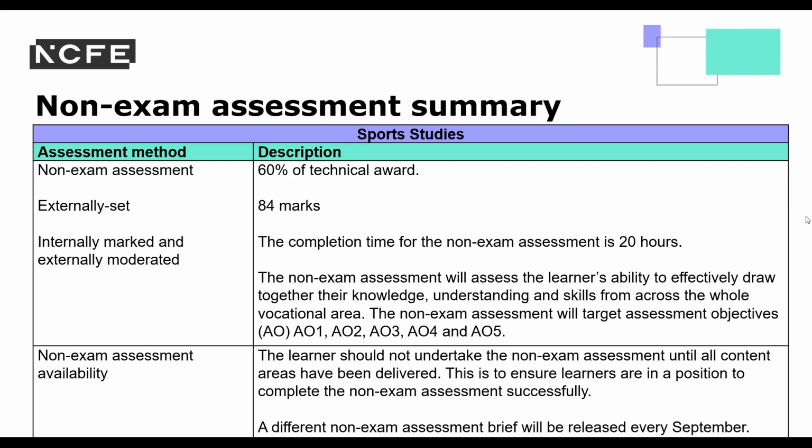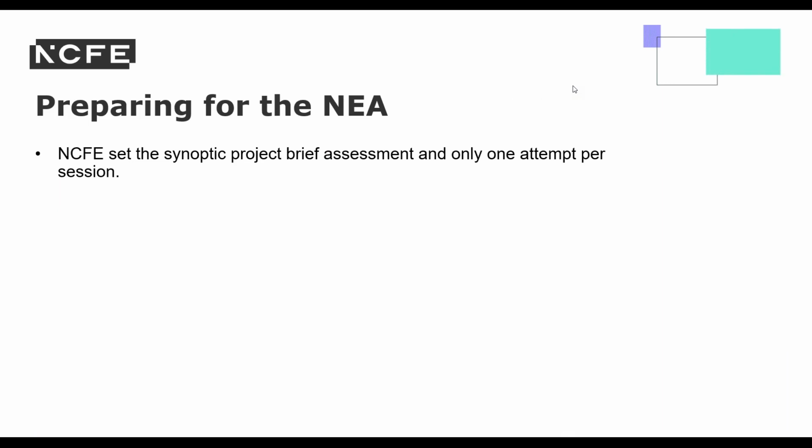by NCFE. There is a set number of hours for completion time and a set of total marks, and it is released on the 1st of September each year. The non-exam assessment will target assessment objectives, the AOs: AO1, AO2, AO3, AO4 and AO5. The NEA is externally set by NCFE, and there would only be one attempt at the NEA per session.